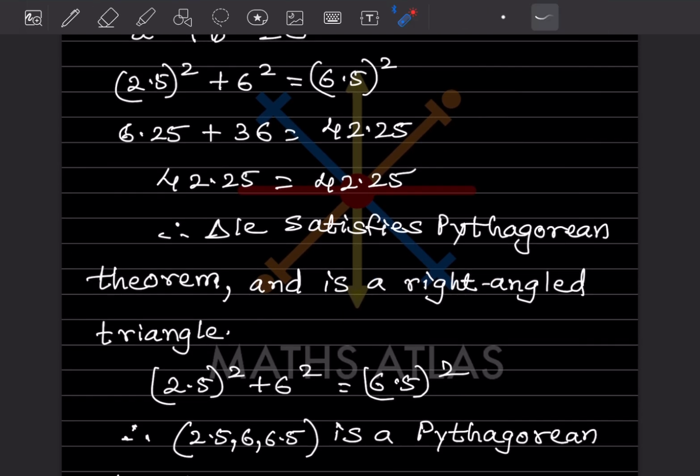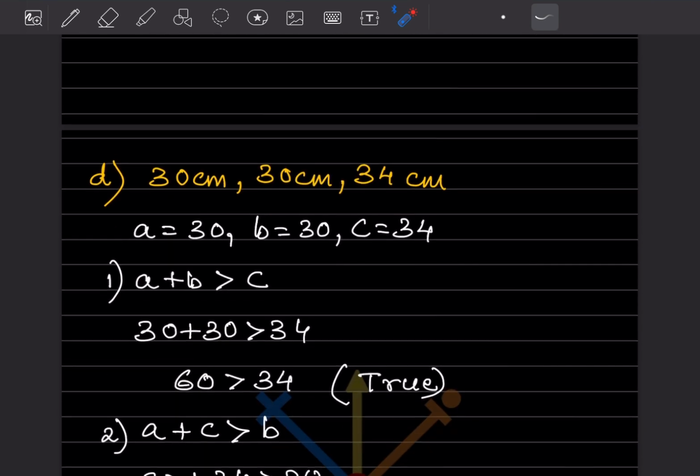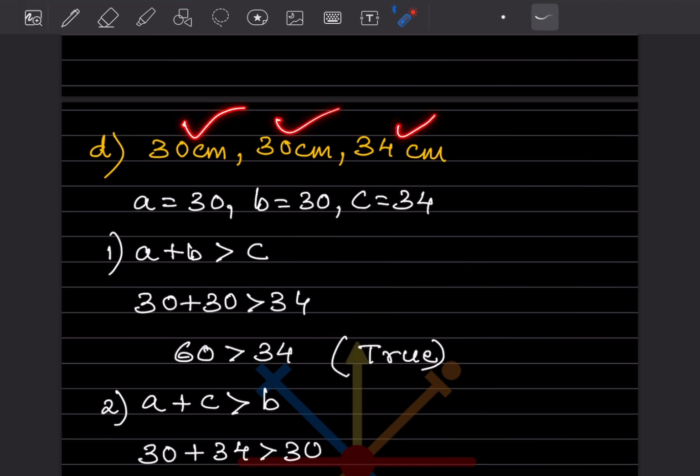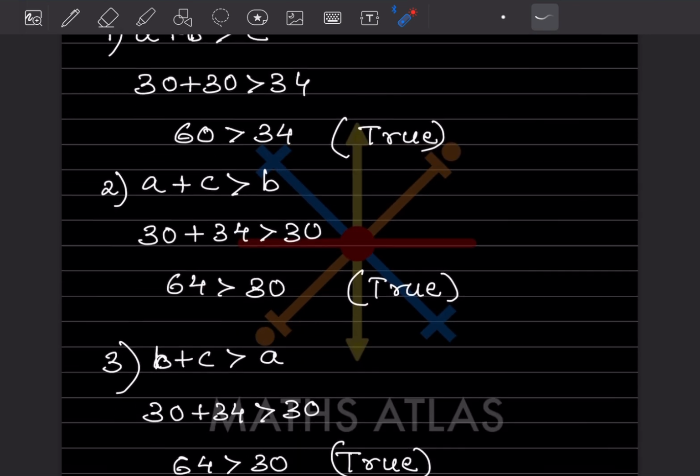So now we have to look for the Pythagorean triplet. We can write here 2.5, 6 and 6.5, because it satisfies this. So this is a Pythagorean triplet. Now again these values are given. So we can say A plus B is greater than C, that is 30 plus 30, which is 60, greater than 34, that is true.